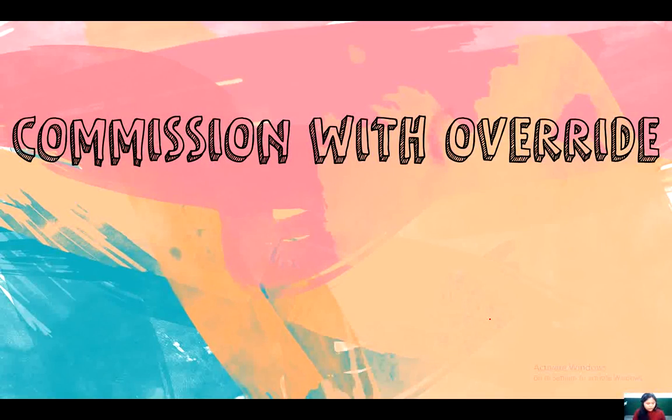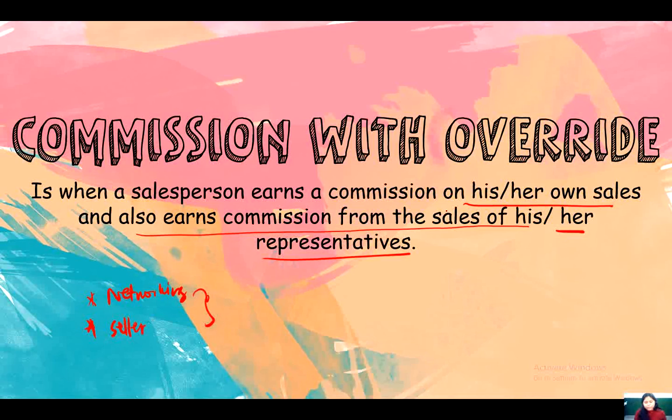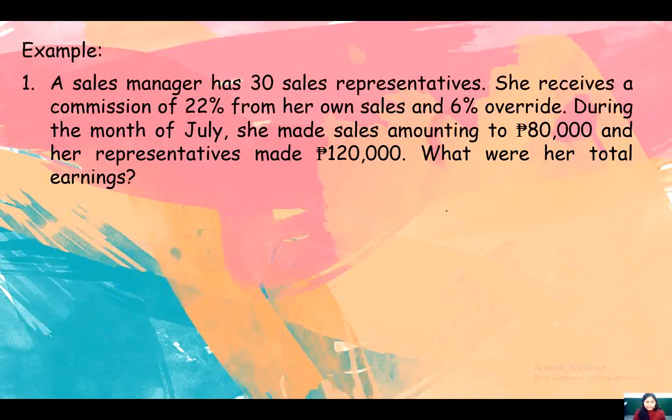Commission with override. Okay, what do you mean by that again? So when we say commission with override, it is when a salesperson earns a commission on his/her own sales, and also earns a commission from the sales of his/her representatives. Okay? So usually class, example nito yung mga networking, yung mga reseller. Ito yung mga common example ng commission with override. Okay? Let's have an example.